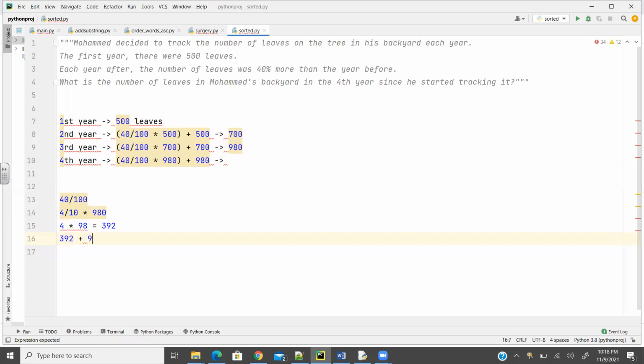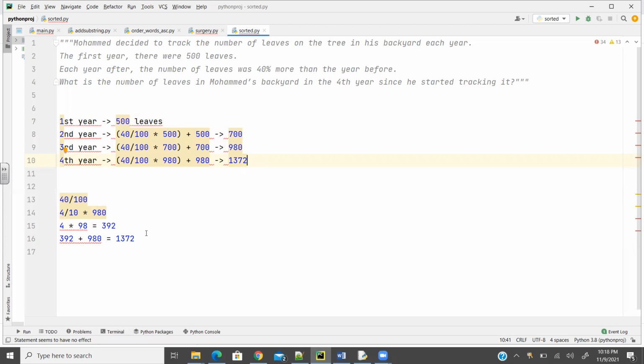392 plus 980. So that's 2 from the back, 2. Then 9 plus 8, 17. So that gives me 7. Then 9 plus 3, 12 plus 1, 13. So that's 1,372. So in the 4th year, Mohammed should have 1,372 leaves in his backyard.